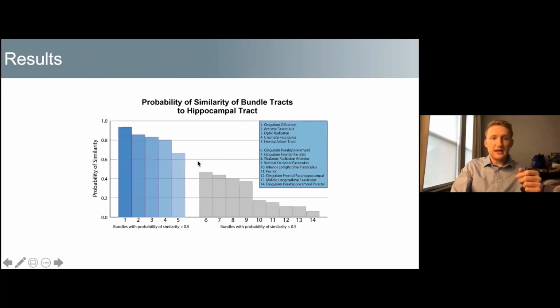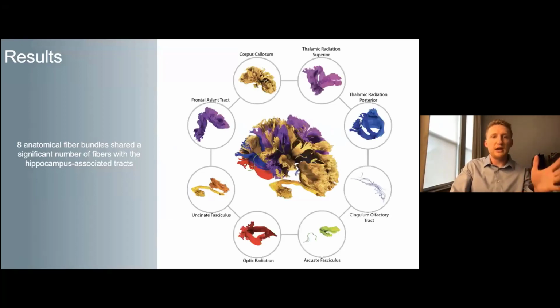Our results showed that we had groups that showed some similarity and then groups that did not show much similarity within the fiber bundles. If we pulled out those fiber bundles that showed similarity, this is what we found. Eight anatomical fiber bundles showed a significant number of fibers shared with the hippocampus associated tracts, out of about 23 total anatomical fiber bundles. Major tracts like the corpus callosum connecting the left and right hemispheres, arcuate fasciculus, uncinate fasciculus, and optic radiation all showed a significant number of fibers shared.